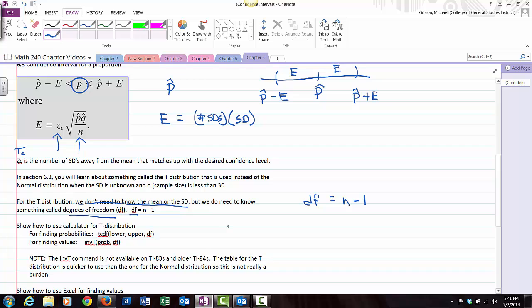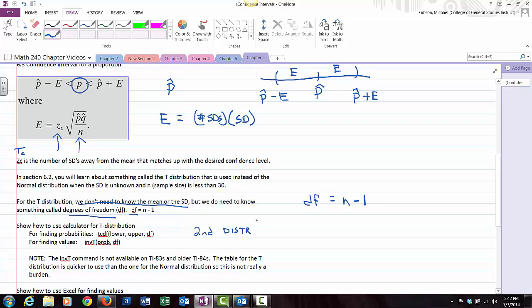Now, when you're going to use the T distribution, when we're finding probabilities, it's TCDF, okay? It's the same thing as before, in the sense that you start by hitting second and then DISTR, just like you did when we were going to do stuff with the normal distribution. But if you look on that screen, just below the commands for the normal distribution are the commands for the T distribution. Okay. Now, which commands you see exactly depends on which calculator you have.